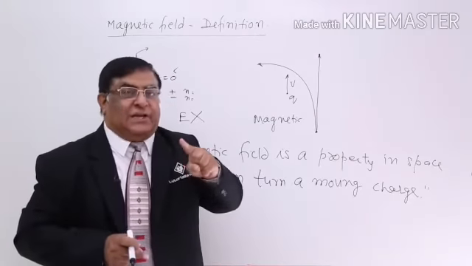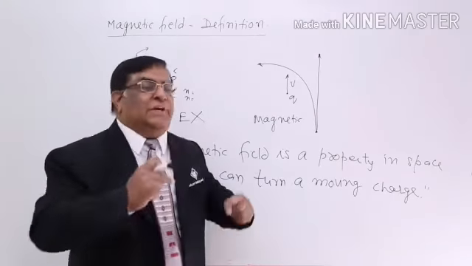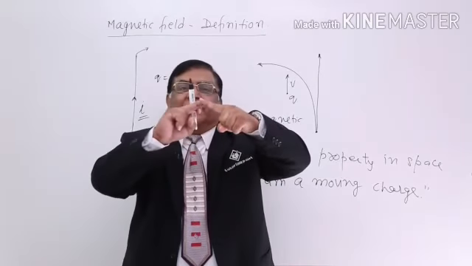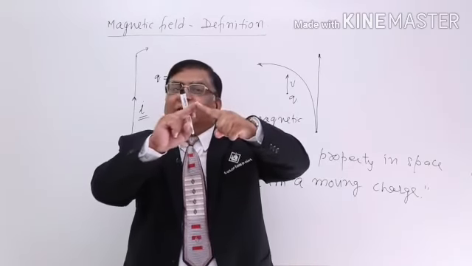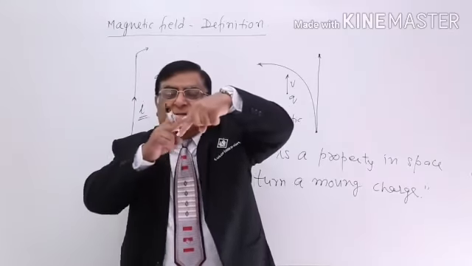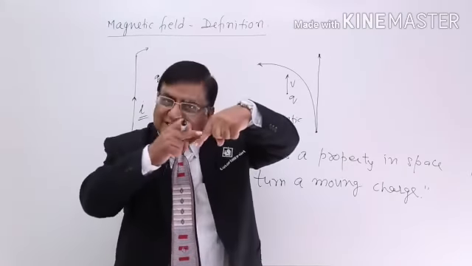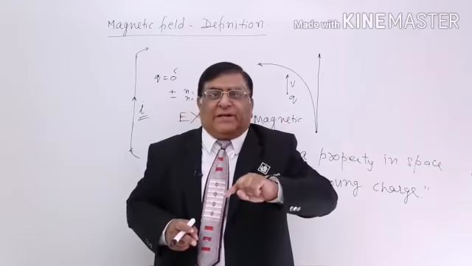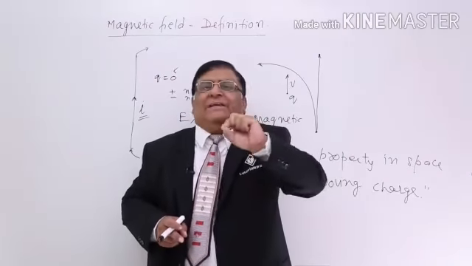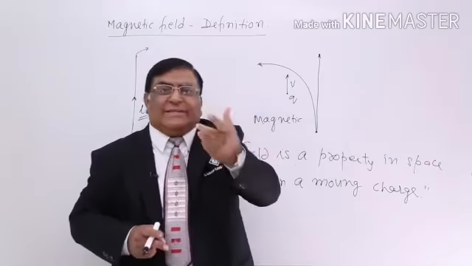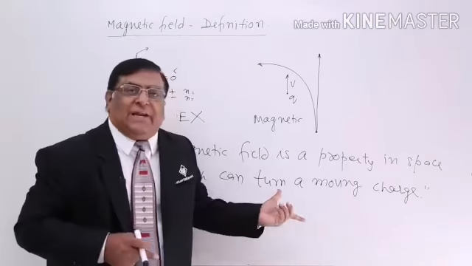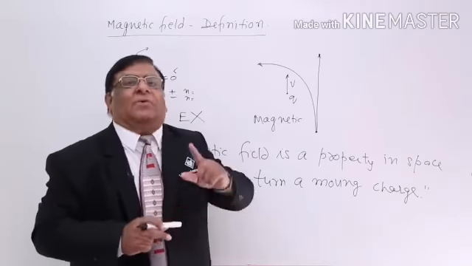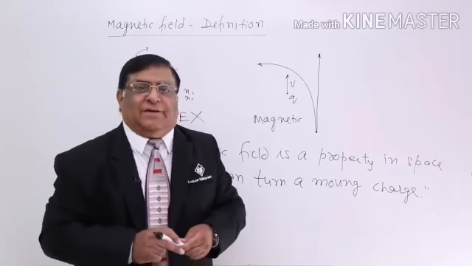We decide the shape by the direction of the force. If the force is in this direction, then this is the direction of the field. If it is this way, this is the direction of the force, then this is the direction of the field. So field means force. Whatever is the direction of force at any point, that is the direction of the field at that point. That is in physics. So in the next lecture we will work out what is the shape and what is the quantity of the intensity of the magnetic field.